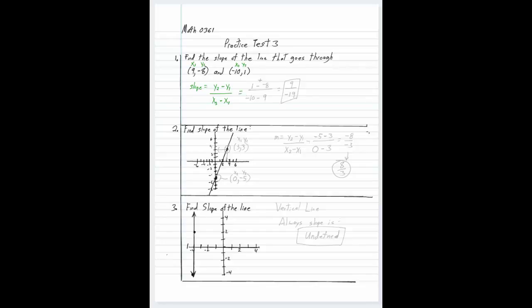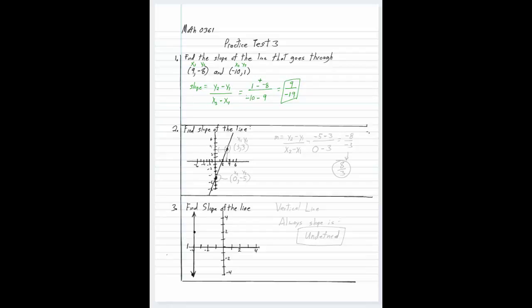Let's make our substitutions. y2 is 1, minus is minus, y1 is actually negative 8, x2 is negative 10, minus is minus, x1 is 9. Up top, 2 negatives make a positive, and 1 plus 8 is 9. And on the bottom, negative 10 minus 9 is negative 19. And that's our answer.